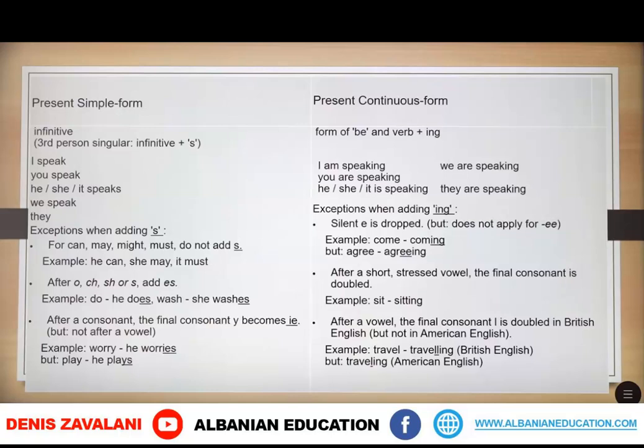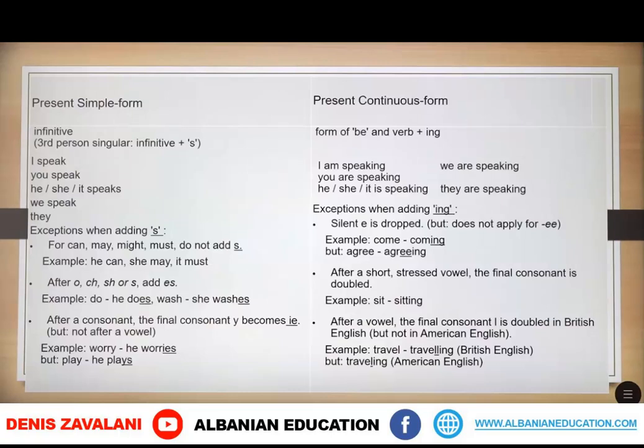The exceptions when we add s to the end of the verb in present simple: there are verbs, modal verbs, that don't change and don't take s in present simple in the third person. For example, the verbs can, may, might, must do not take s. He can, she may, it must, so it doesn't change.